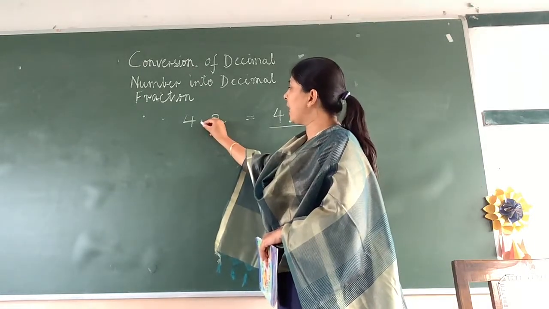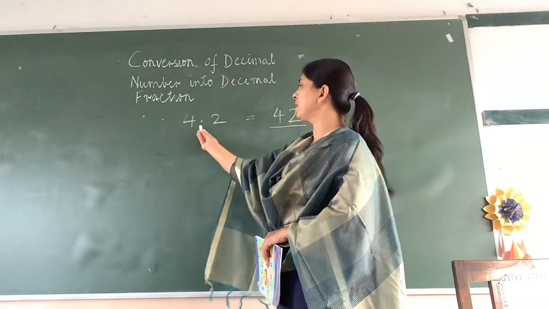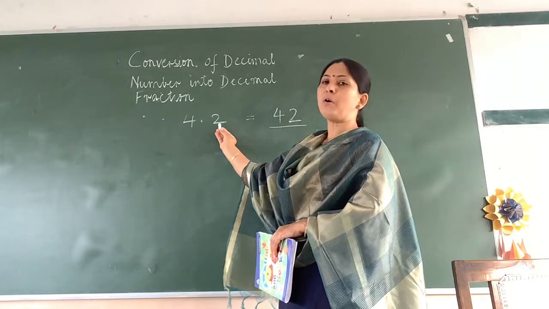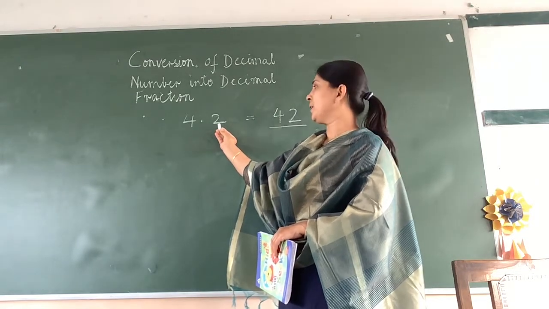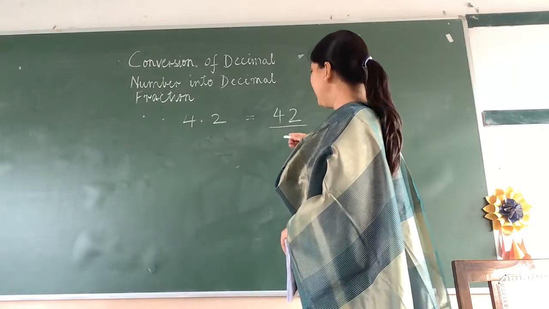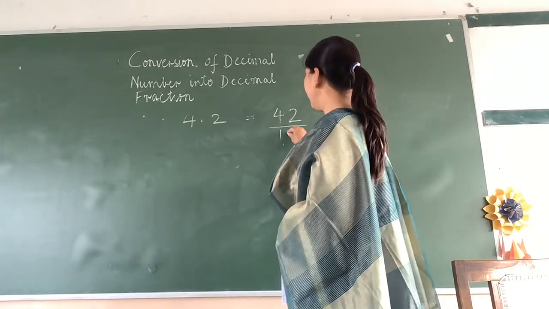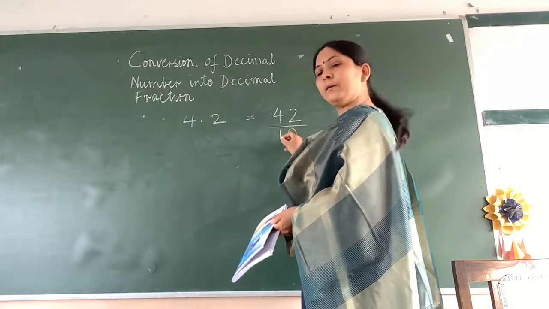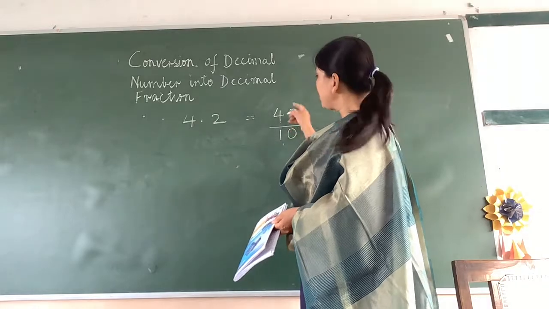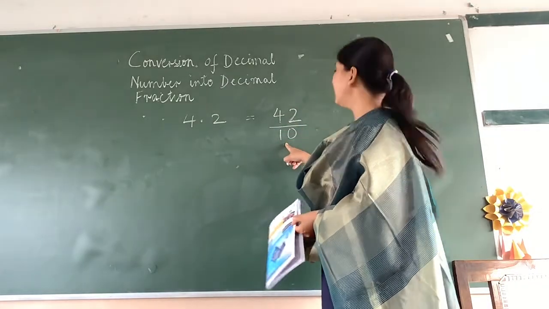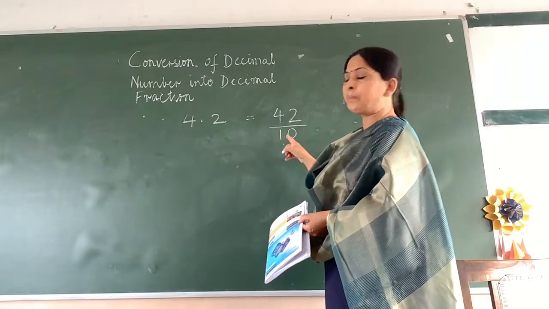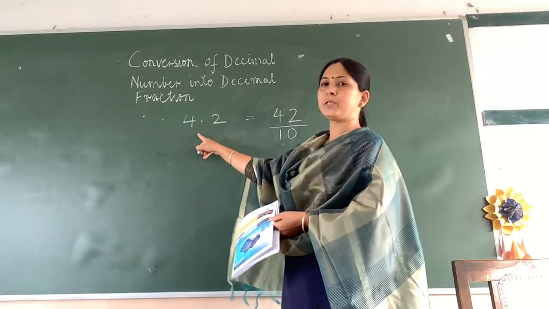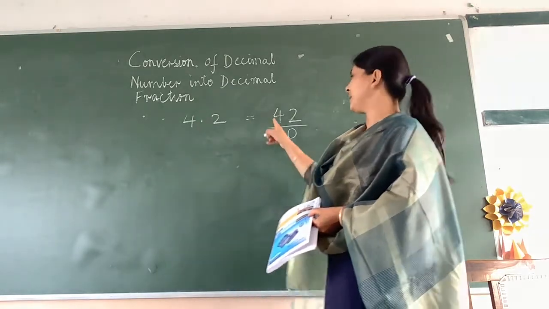And now let's see, after this decimal point we have one digit. So, our denominator will be 10. There will be 1, 0, which will follow 1. So, what is our decimal fraction now that we've got? 42 over 10. This is our decimal fraction. So, we have converted a decimal number into a decimal fraction.